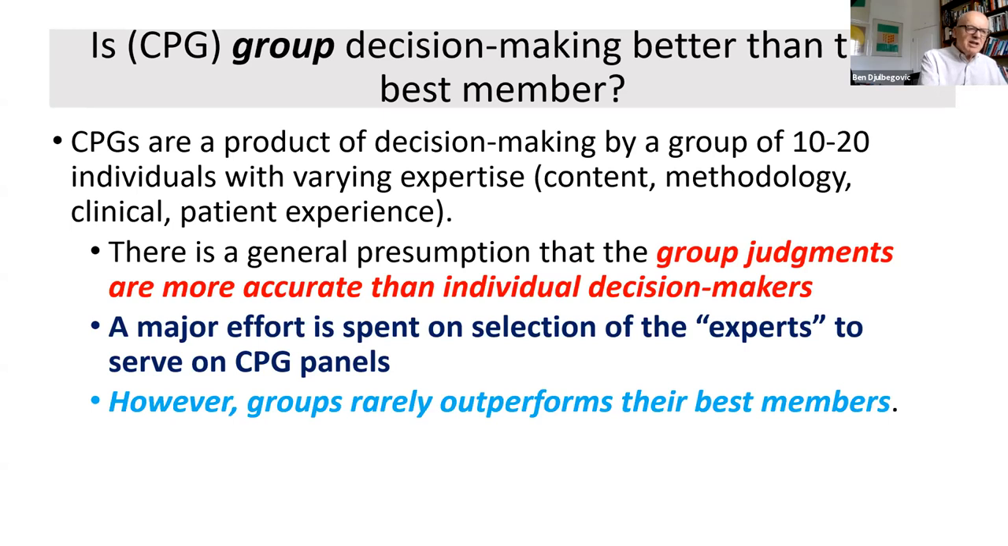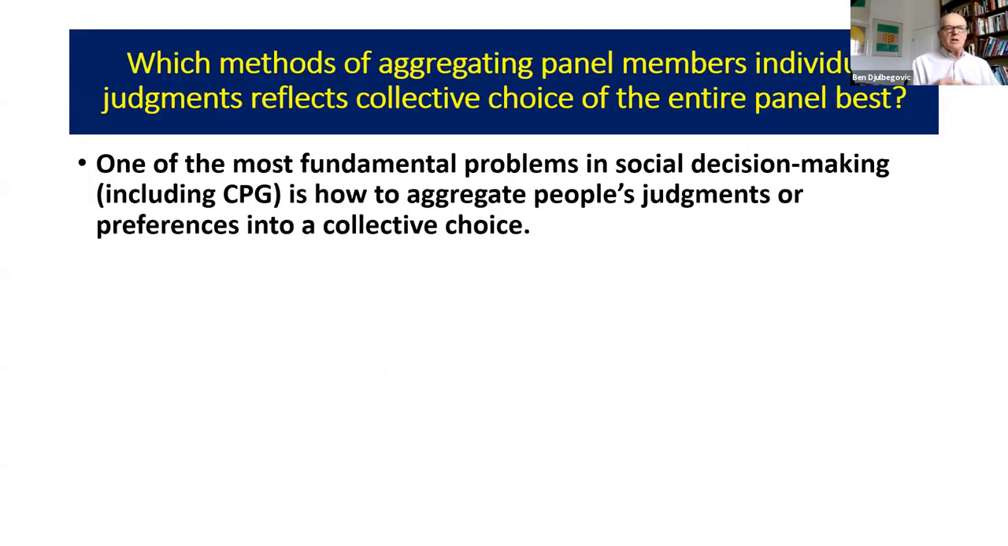And so that is really one of the most fundamental problems in social decision-making, including guidelines panels: how we aggregate people's judgments and preferences to represent the collective choice. That goes back the last 200 years, usually in the setting of the democratic vote. As some of you may know from New York City, New York City is now, for example, experimenting with a rank-based process.